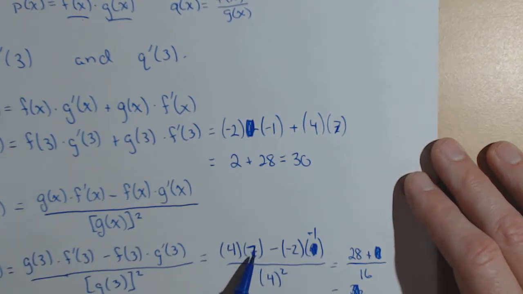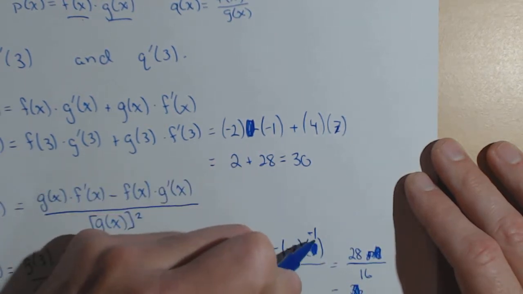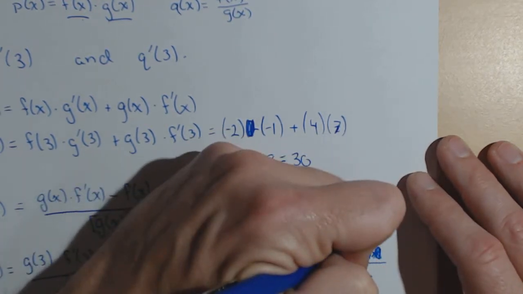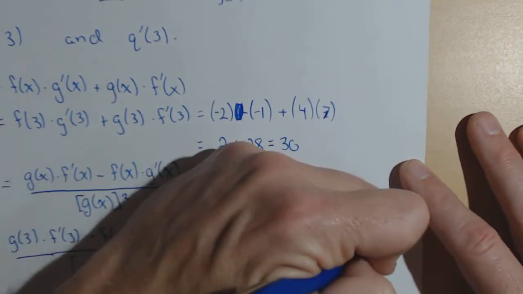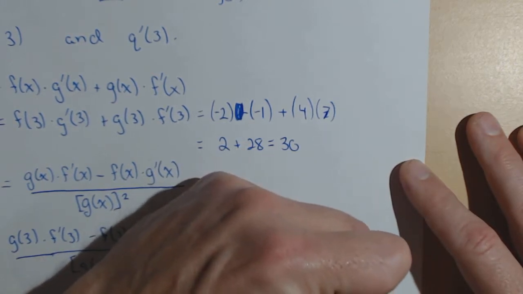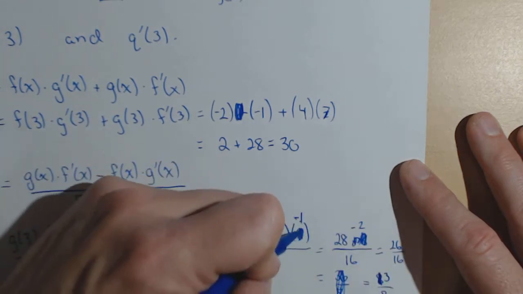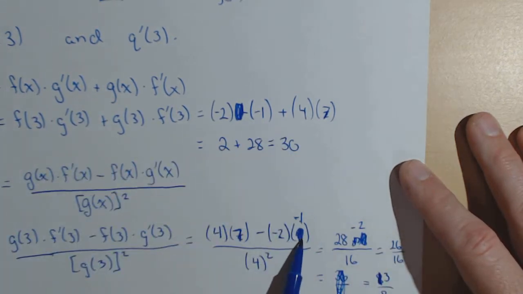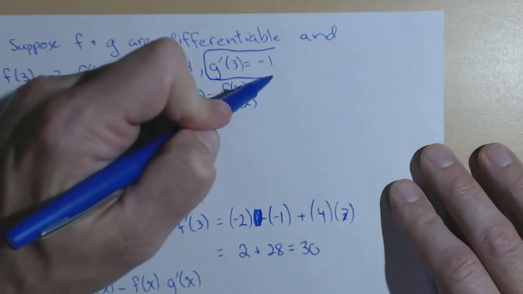So we're going to have 28 minus a -2 times -1 is a +2, so -2. My apologies. So 26 over 16, or 13 over 8. Yes, that should have been a g prime of 3, and as you can see up here, g prime of 3 is -1.